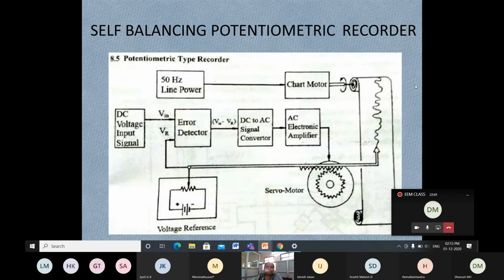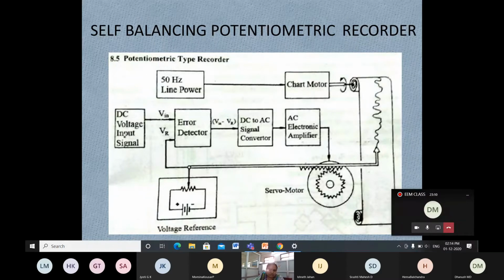Next is the self-balancing type. There, a reference is going to be given. Here we are not going to give any reference, only a small voltage reference is given. It is balancing by itself. Okay. Self-balancing potentiometric recorder. The working principle is the same as we explained previously, but the construction has a small difference. Here, whichever one you are going to record has to be given.